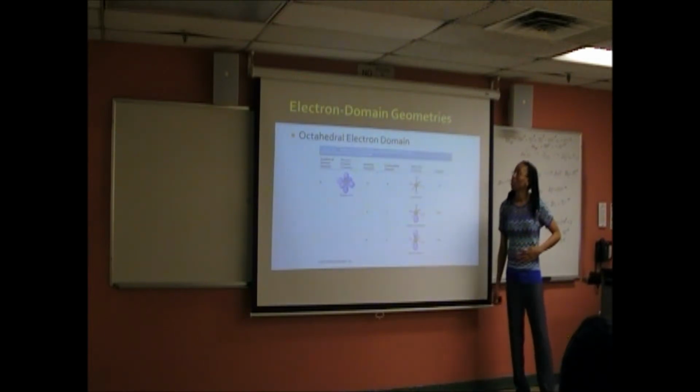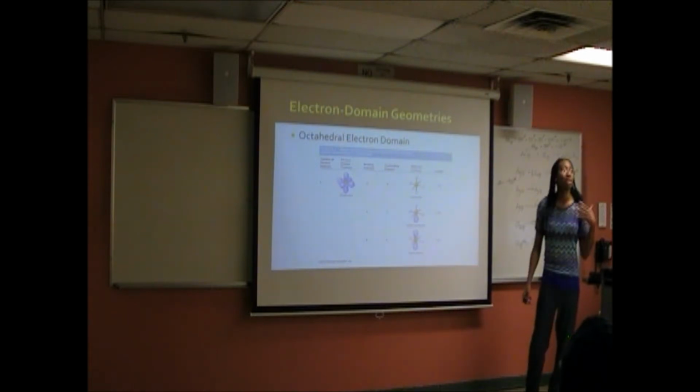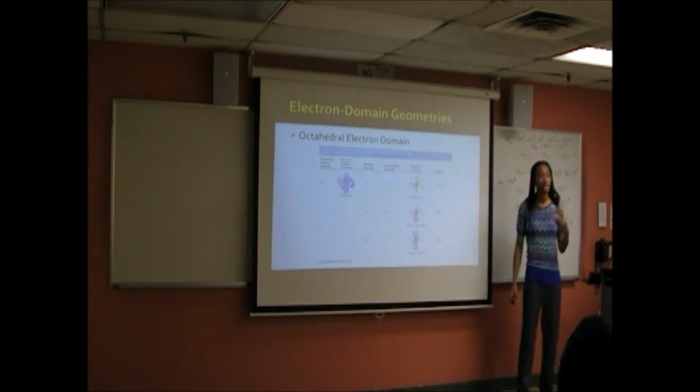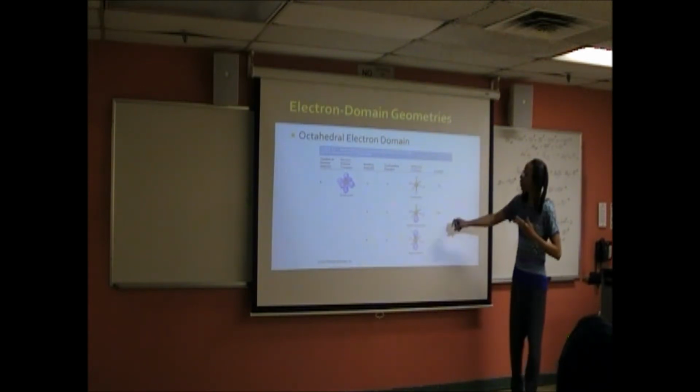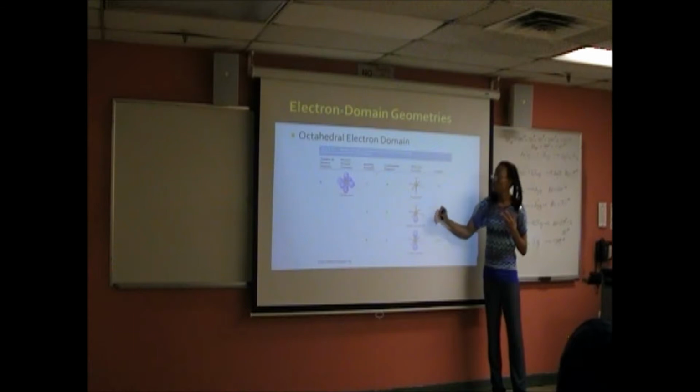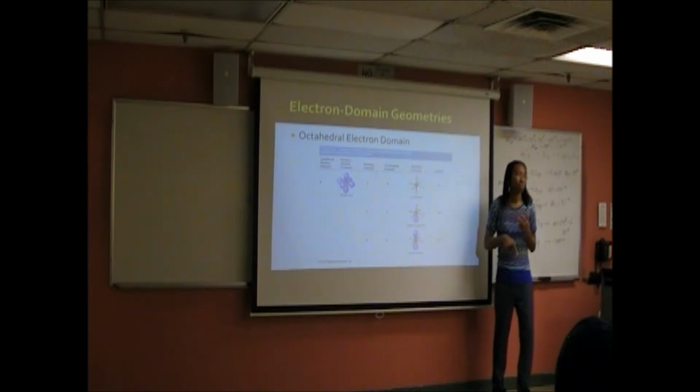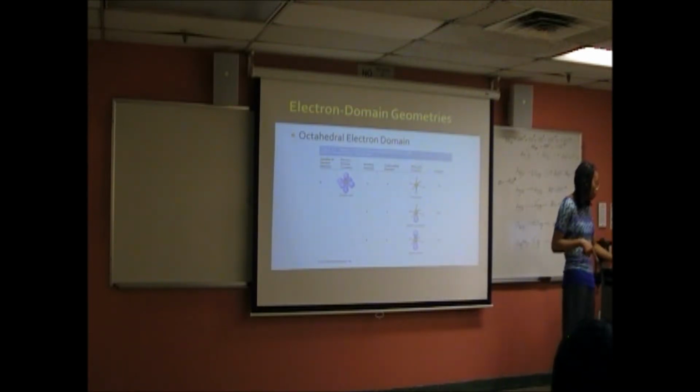Last one. Octahedral has 6 things bound around the central atom. We have 3 members in the octahedral family. Octahedral, head of the household. If you remove one atom to make a lone pair, you have square pyramidal. If you remove 2, we have square planar. Did we get that? Okay.